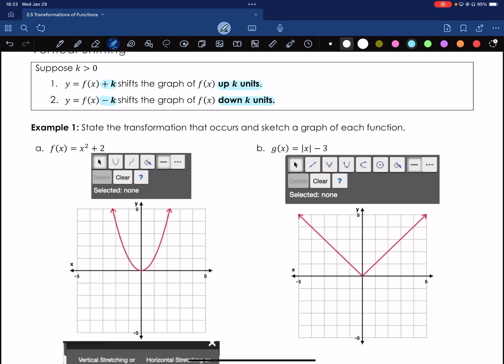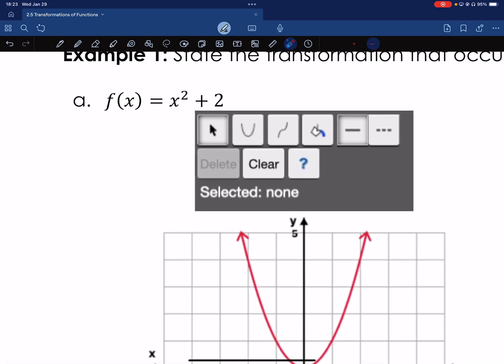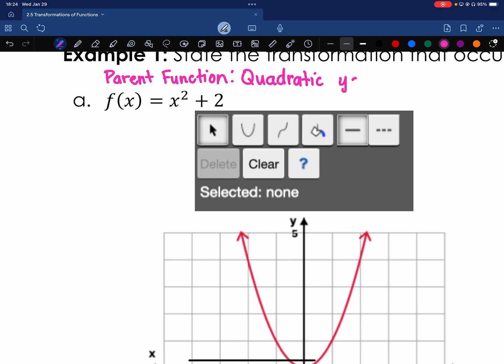When you look at this first one, you see that there is an x squared. That's what tells you the parent function. That is the highest exponent that's there. So that tells you that the quadratic function is the parent function, which is just y equals x squared. So I'll add that too, just in case.